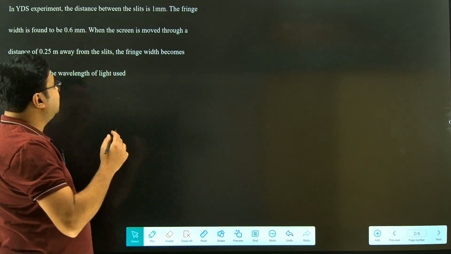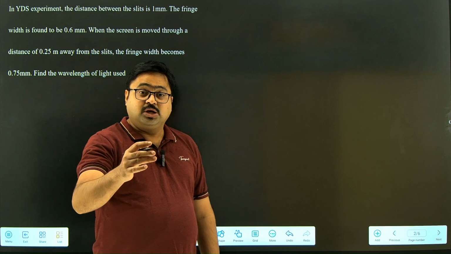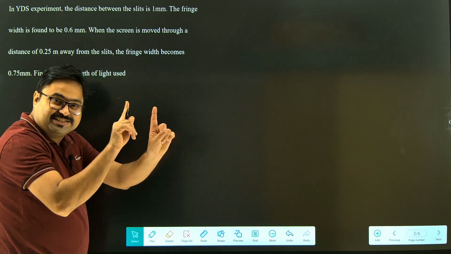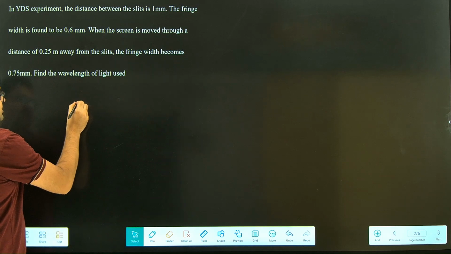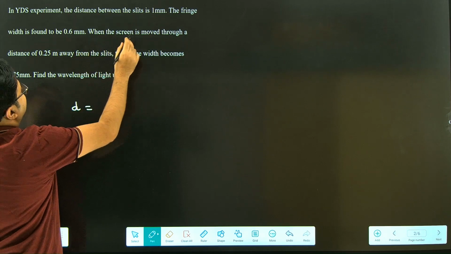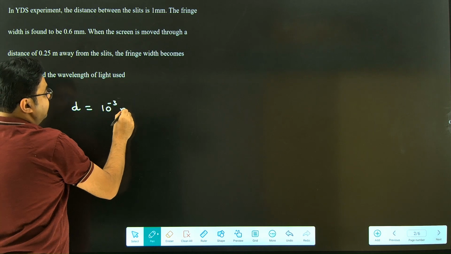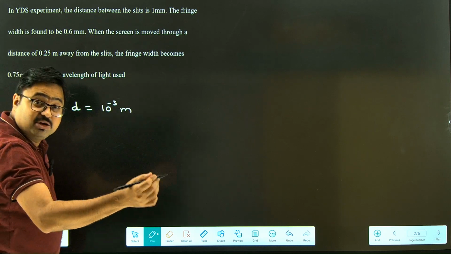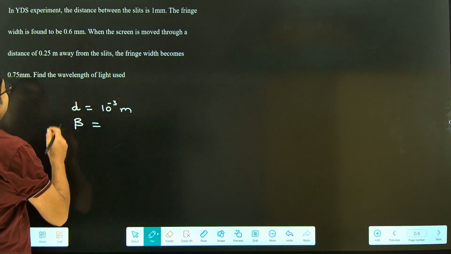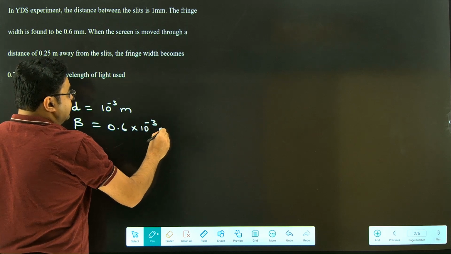In a Young's double slit experiment, the distance between the slits is 1 mm. In Young's double slit experiment, the distance between the two slits through which the light comes out is denoted by small d, and it is given to be 1 mm. 1 mm is 10 to the power of minus 3 meter. The fringe width is found to be 0.6 mm. So beta is how we denote fringe width, and that is 0.6 mm. 0.6 milli is 10 to the power of minus 3 meter.